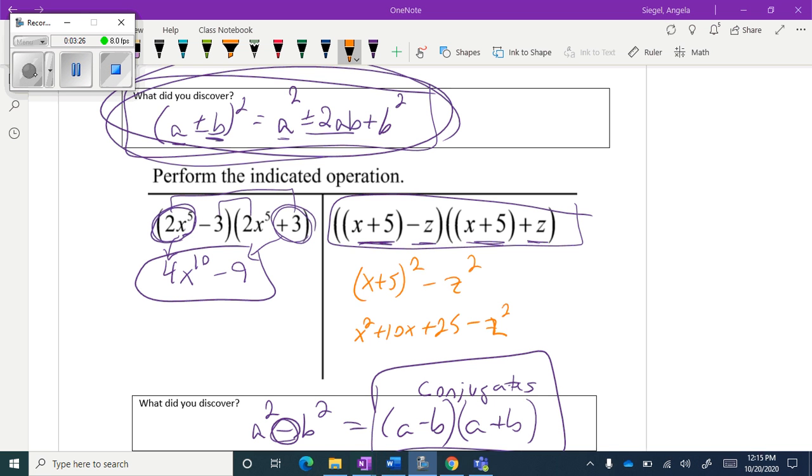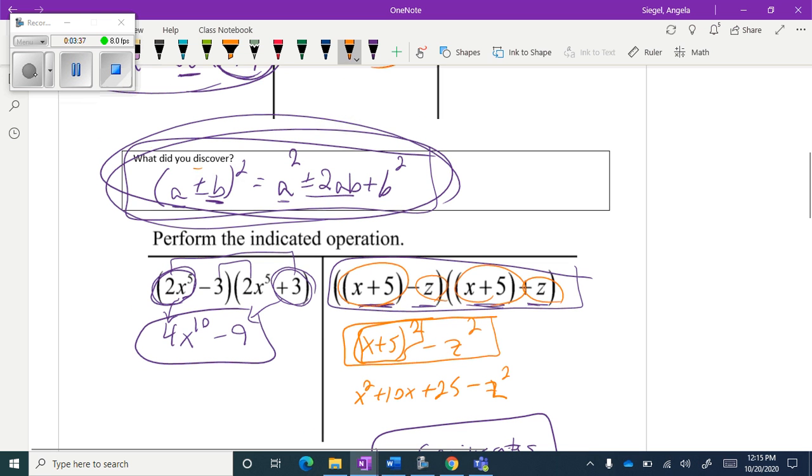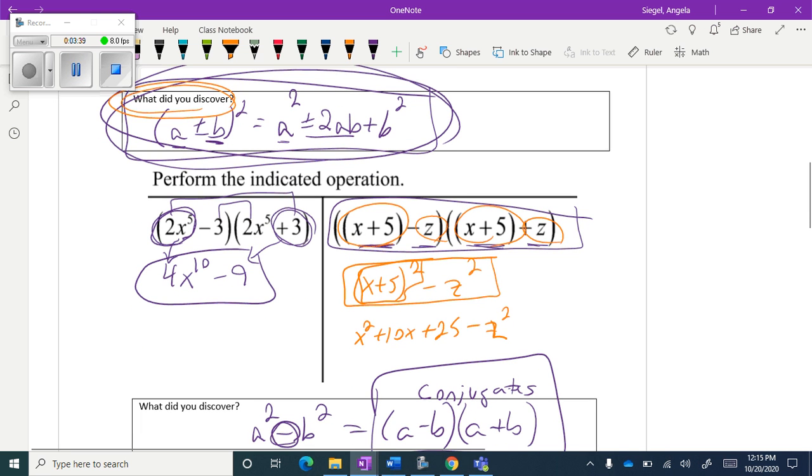Okay, this is what you end up with as your answer. This is kind of like my middle ground. I know that I'm going to square that, and I'm going to square my z. So I got that. These are what we talked about up here. So I squared my x, squared my 5, and then doubled the a times b. And I got this for my final answer.